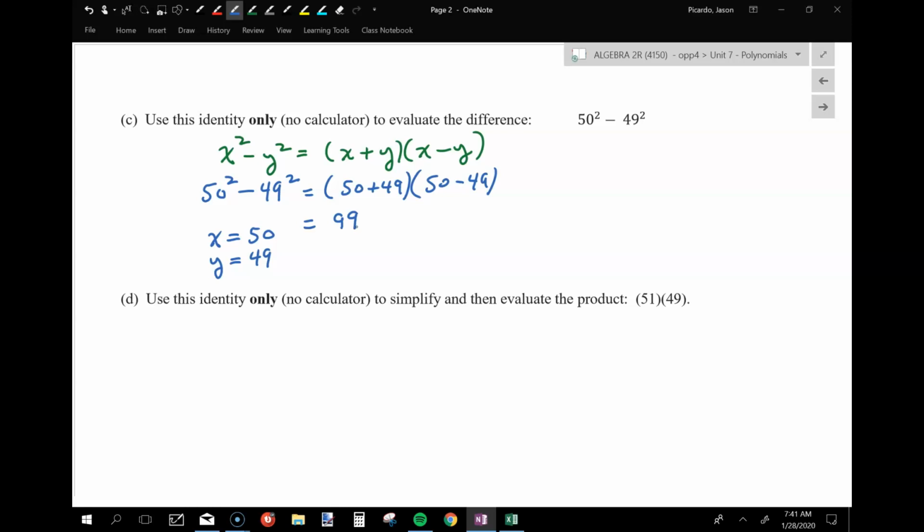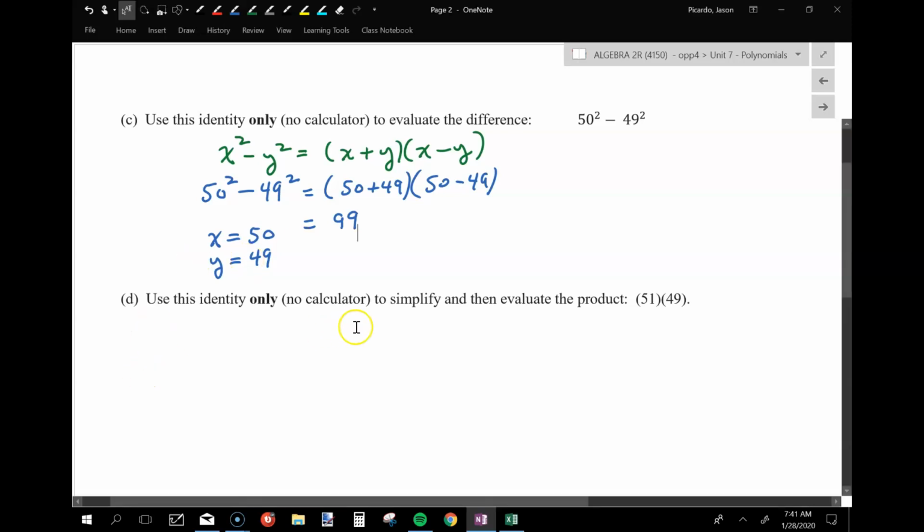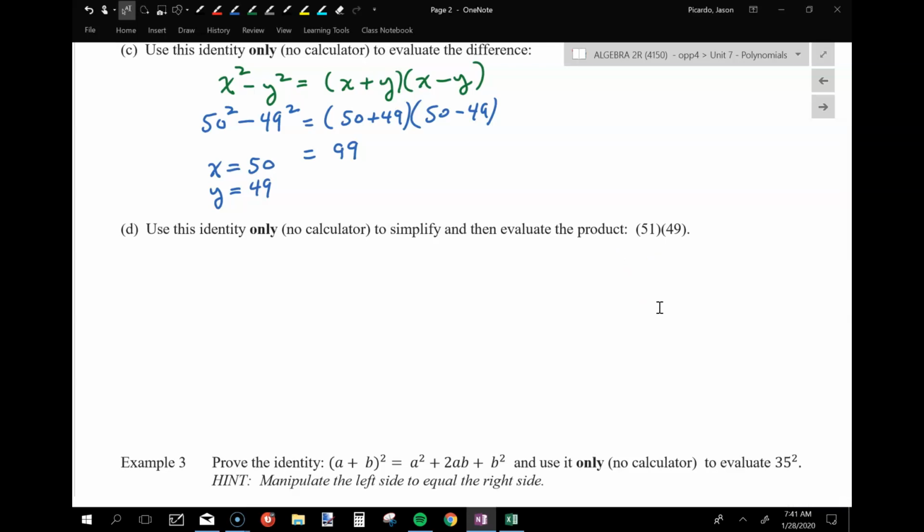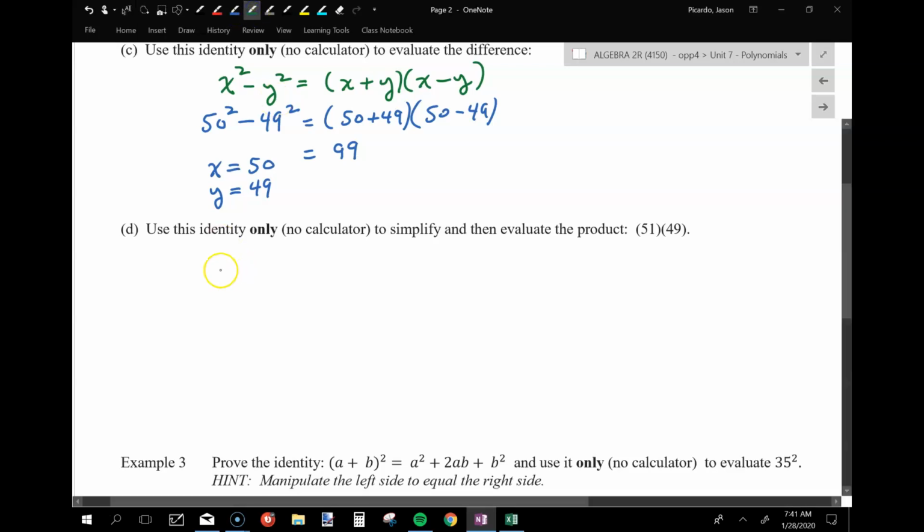Didn't have to do anything with the calculator. It's called number theory, actually, guys. This is number theory. It's looking at how numbers interact. Use this identity only to simplify and then evaluate this product. So now I want to know, what's 51 times 49? What is 51 times 49? Okay. Well, we're going to use this identity.